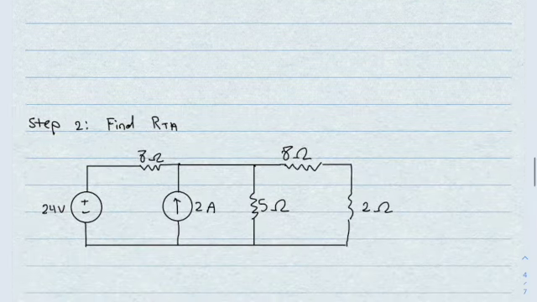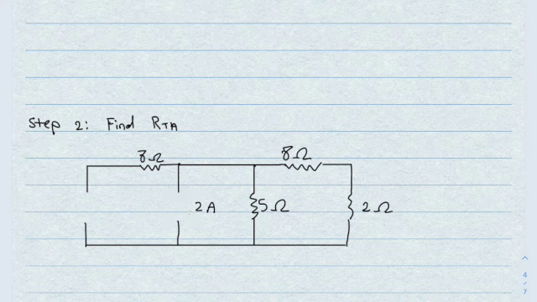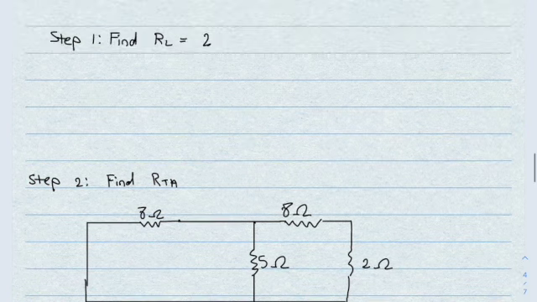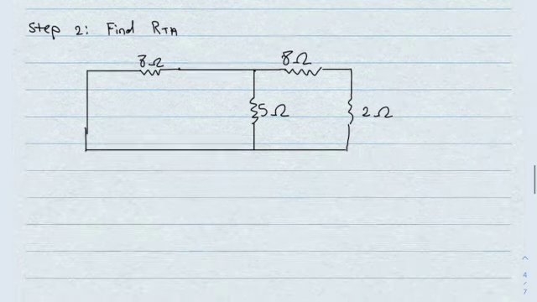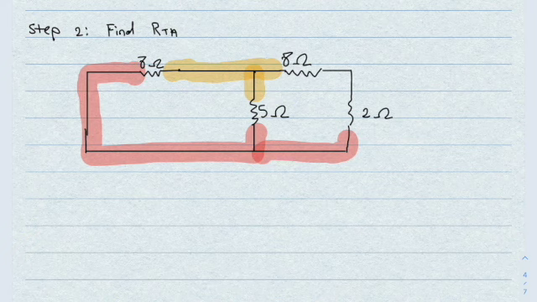Find our Thevenin. Should know what to do here, right? We're going to short our voltage and open our current. All right, clean that up a little bit. Oops, deleted that, but that's fine. Let's go back up here. Okay, it looks like this 8 and that 5 are in parallel, and they're going to be in series with that other 8 resistor.